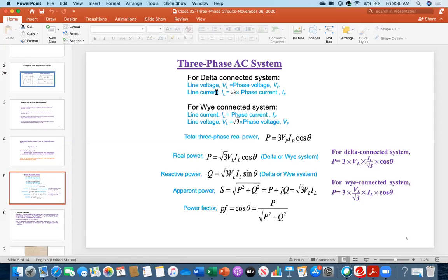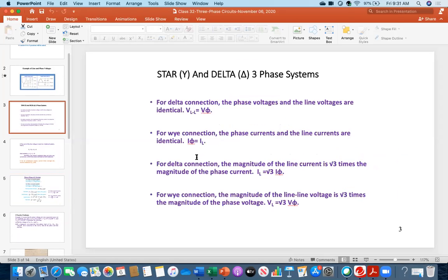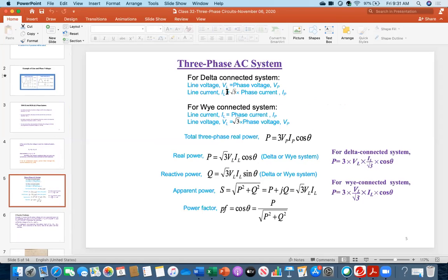Line voltage, sometimes simply VL is used. If you remember, here I was telling you the line voltage, VLL. So sometimes simply VL is used as the symbol. So VL means VLL. Just keep in mind that's why here I have written simply VL. VL means line to line voltage. So line voltage means you will keep in mind line to line voltage.